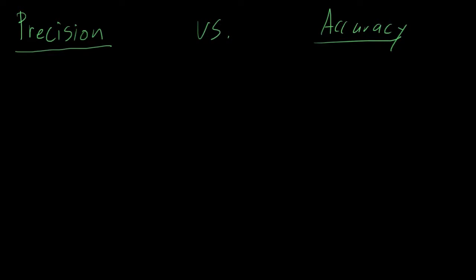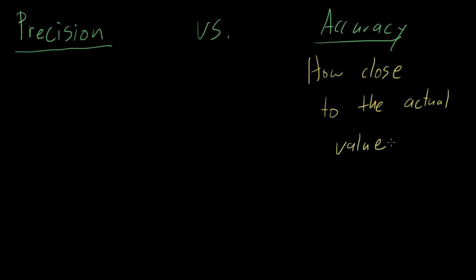I'll start with accuracy because it's the more obvious one. Accuracy is how close to the actual value. Your book, I think, defines it differently, but I don't care because that's really what it means. How close to the actual value a number is. If you are more accurate, you're closer to the actual value. If you are less accurate, you are farther away from the actual value.